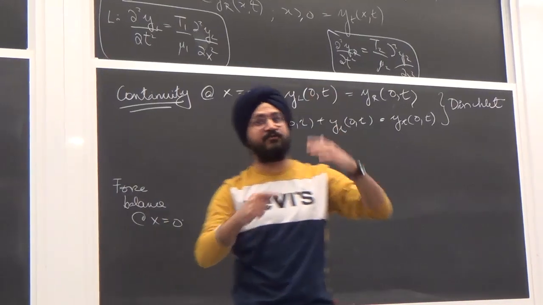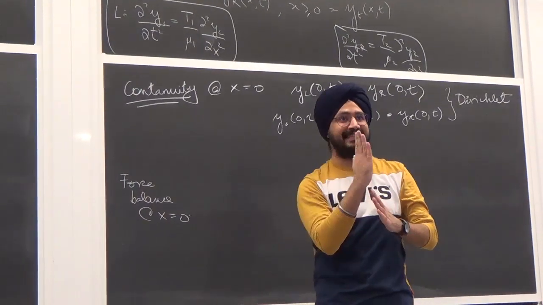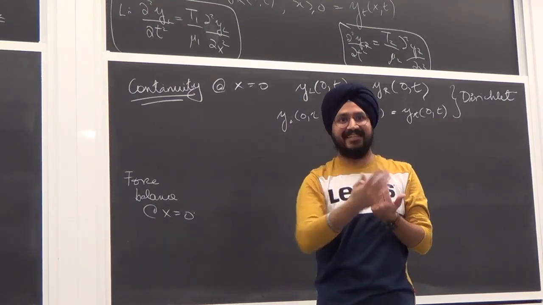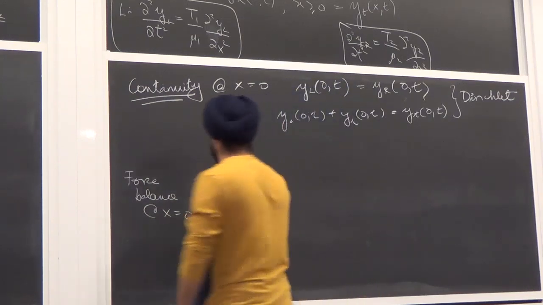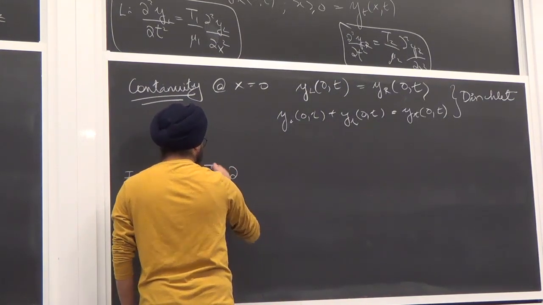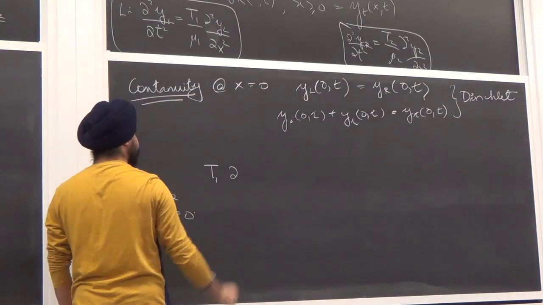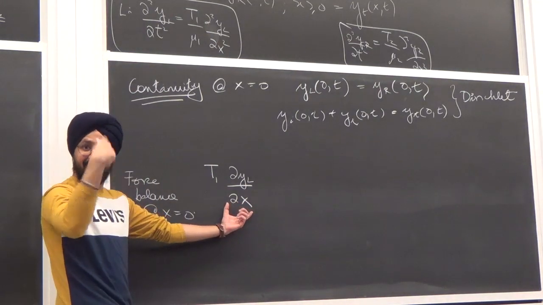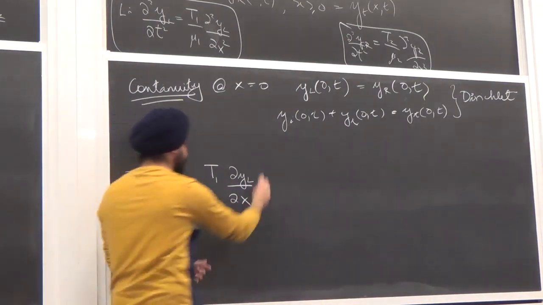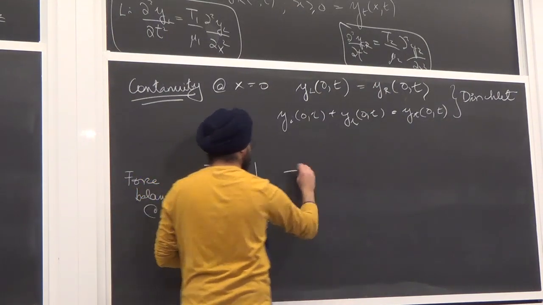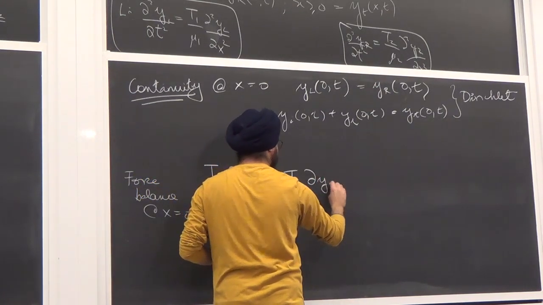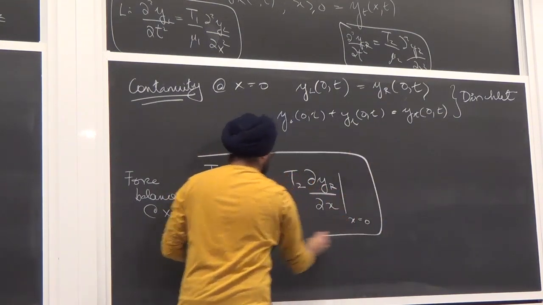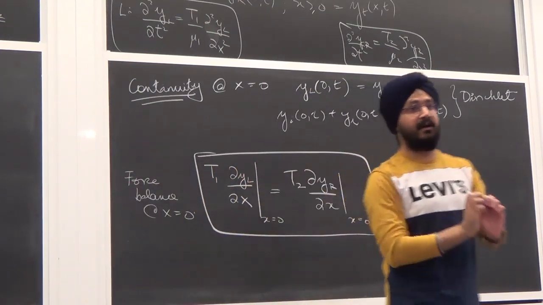And you remember from your homework, the forces are like tension times sine theta in the transverse direction. For small angle, sine theta is theta, and theta is roughly tan theta. So therefore, the force balance tells you that the tension on the left side, T1 partial YL over partial X, which is sine theta, theta, tan theta, that approximation, at X equals 0, equals T2 partial YR partial X at X equals 0. This is my second equation, which matches things at the boundary.